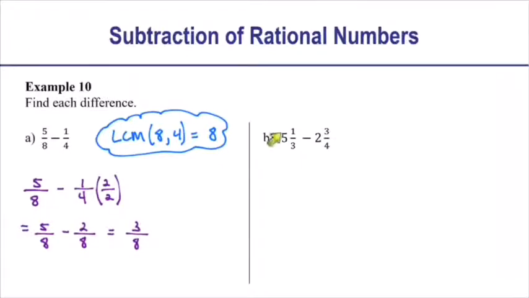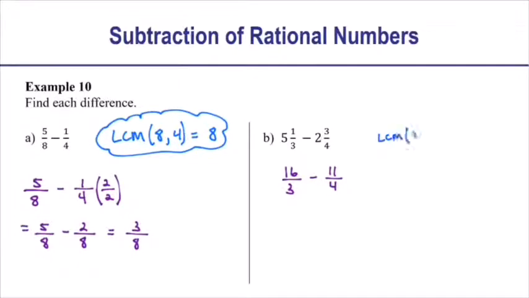So 5 1/3 is going to become 16/3. 3 times 5 is 15, and 15 plus 1 is 16, and so I have 16/3. And then the 2 3/4 we'll say 4 times 2 is 8, and 8 plus 3 is 11, so this becomes 11/4. Now, we can't do this subtraction yet because these denominators are not the same.